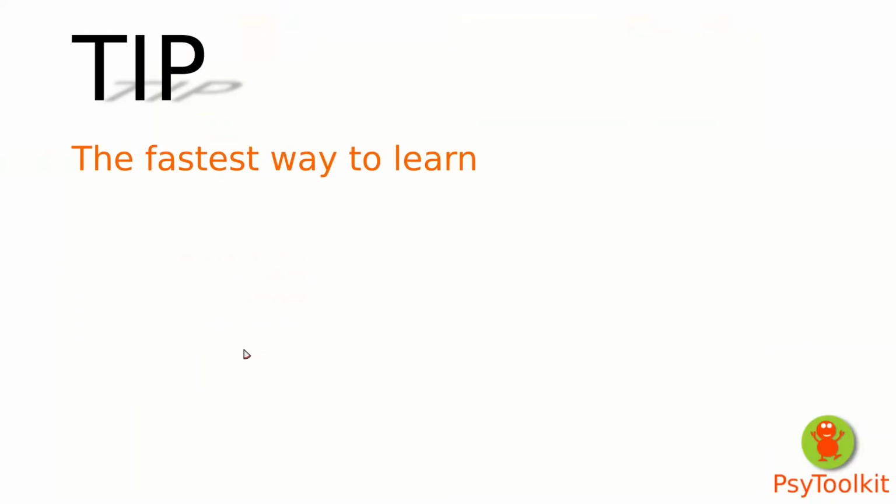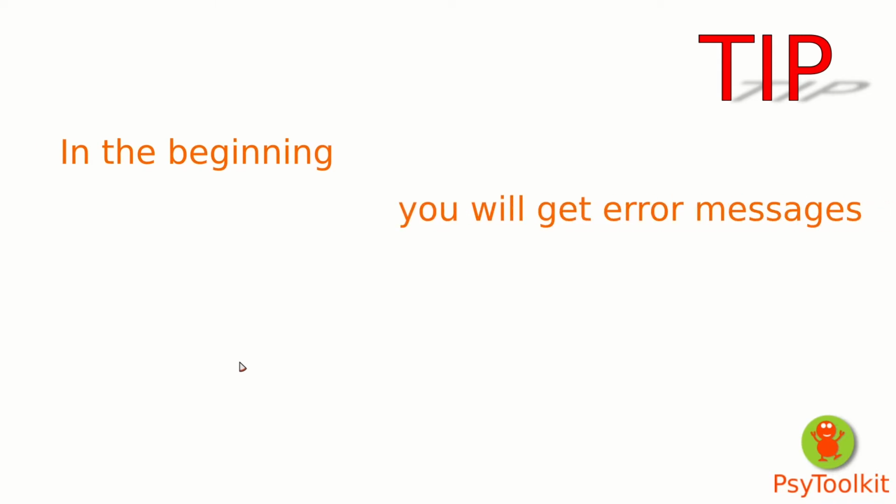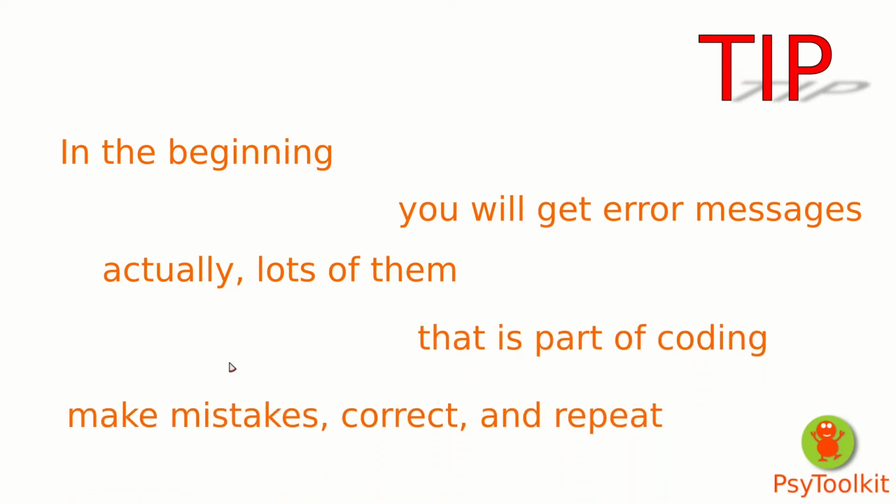The fastest way to learn how to write this type of code is actually by looking at existing experiment scripts. And another important tip is, in the beginning, you will get some error messages. It's easy to make a typo or to write something the wrong way. You might get lots of these messages if you write a complex script, but that's part of coding, and you make some mistakes, you correct, and you repeat that process until it works. That's actually how coding works, and you get the hang of that quite quickly.